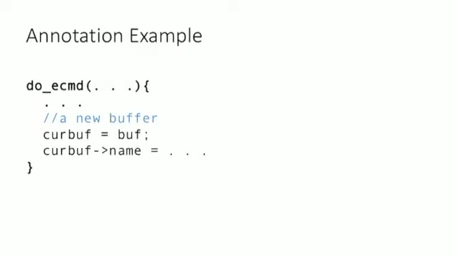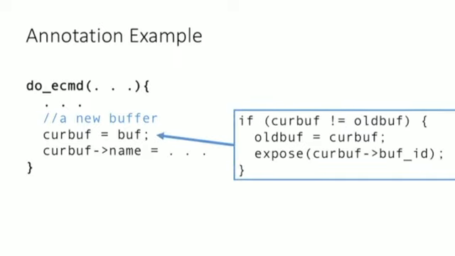So this is an example of the context switch. Do the E command, E means edit. When you type this command, you will switch a buffer, so the curbuff will be assigned a new value. We will instrument some code after this statement. Basically, it will first check if the buffer is really changing or not. If it changes, we actually expose the current buffer ID, basically the new buffer ID, to the provenance system.